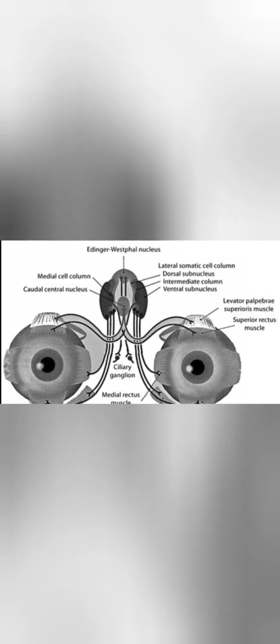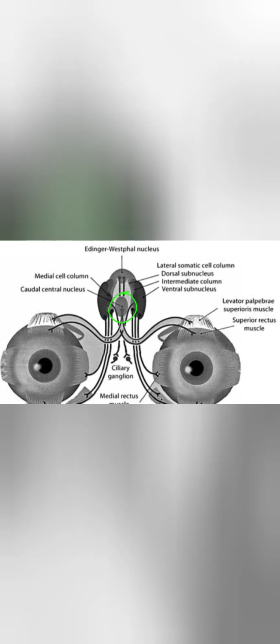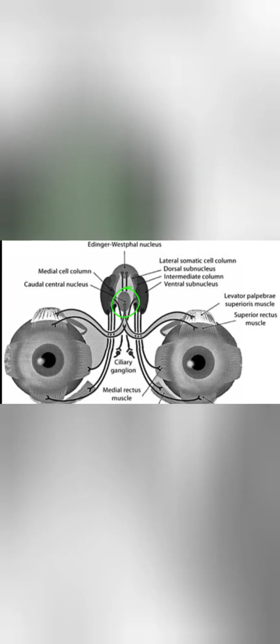Right? Nucleus for the superior rectus muscle which is situated here is coming and supplying the contralateral superior rectus muscle. And this nucleus, that is the caudal central nucleus of the third nerve, is giving branches to LPS muscle on both the sides.